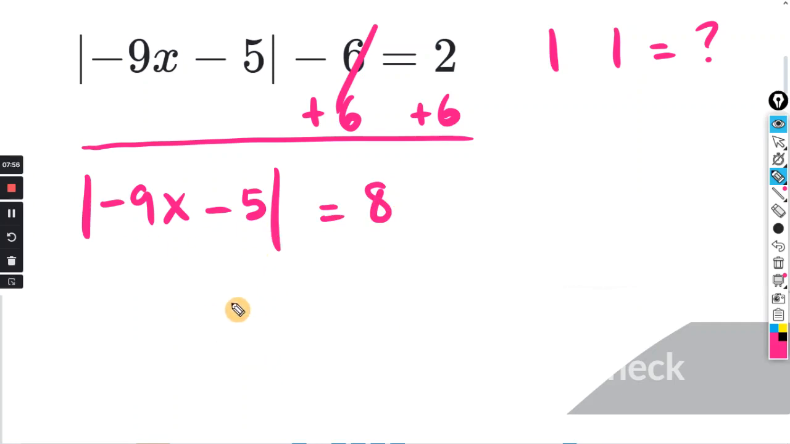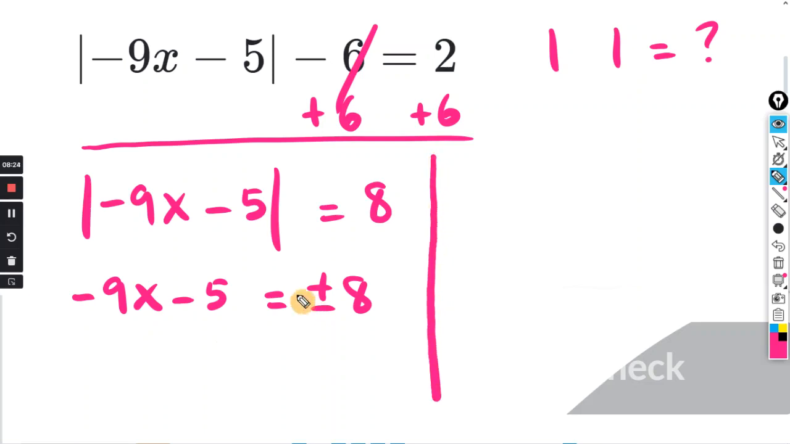Now that we have this by itself, we're going to remove the absolute value and do plus or minus on the other side. So it's negative 9x minus 5, and that equals plus or minus 8. In this case, instead of just doing plus or minus, we're going to have to make it two equations. On this side, I'll keep it positive. So let's just make this positive 8. And then on the other side, I'll do the negative.